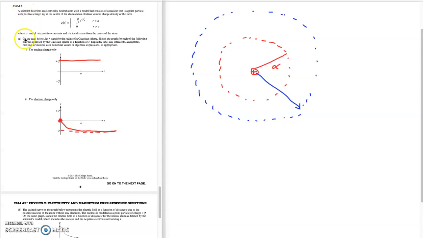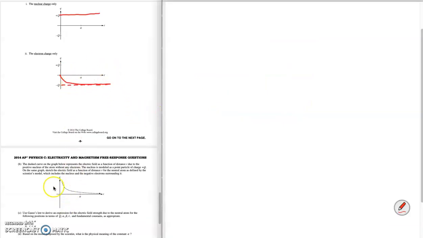Now I'm going to have to pause and scroll down and delete. All right, I moved my graphs up because if you take a look here, what they want is a graph of the electric field. So if we don't have any electrons, then this dashed line is the electric field due to just the nuclear charge. But once we add in electrons, we're going to be reducing the electric field because we have a plus and a minus here. That's going to reduce the electric field.